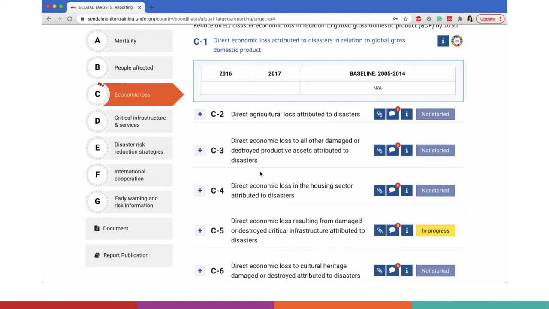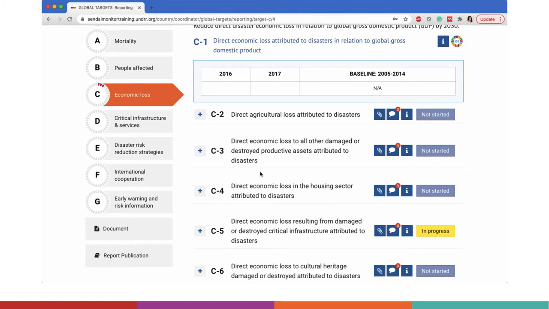The value calculated for indicator C1 will be reported for related indicators of the Sustainable Development Goals, as noted by this SDG icon here. Please note that due to complexity of the calculations for Target C, the system will not show the calculated figures in real time.